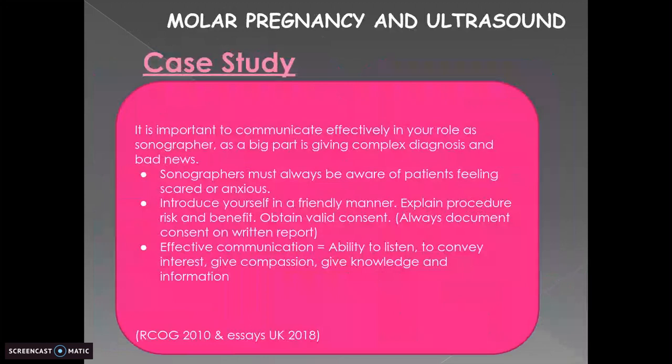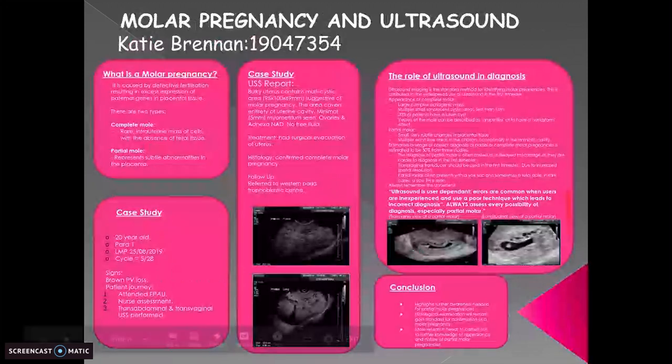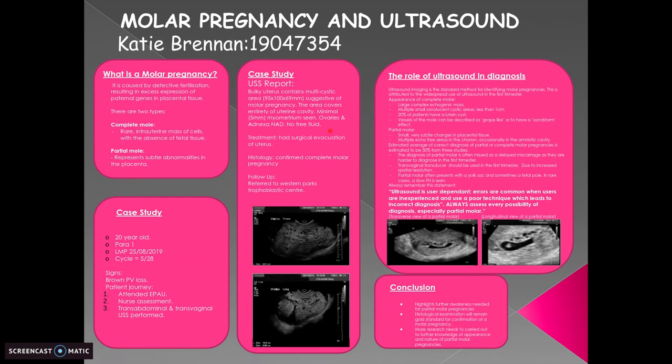The patient was scanned transabdominally as per local guidelines, as suggested gestation was 9 weeks and 4 days. Unfortunately, the sonographer could not see a 9-week, 4-day pregnancy through the abdomen, so a transvaginal ultrasound was then performed. The scan report stated a bulky uterus containing a multicystic area of 95 by 100 by 60 millimeters. This was suggestive of complete molar pregnancy.